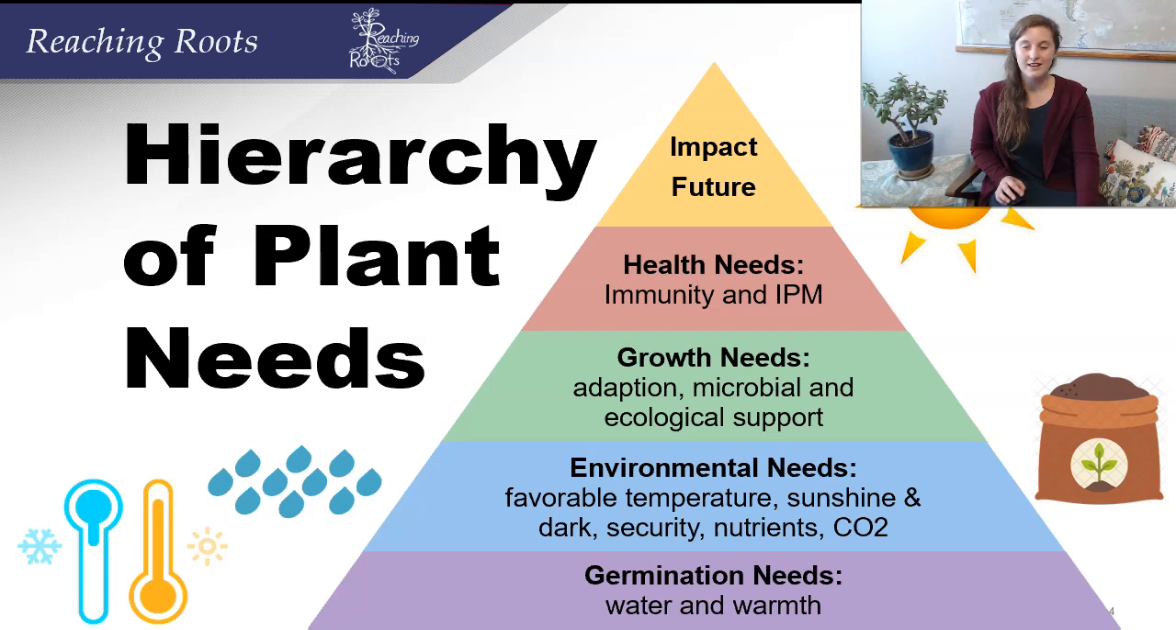You may recall a similar graph from the History of Horticulture lecture. I made a similar graph for plant growth. At the bottom we have plants' basic needs. For example, most plants require water and warmth to germinate. If that seedling is going to continue to grow, it's going to need a favorable environmental condition. It's going to need the right temperature, amount of sunlight, and even dark time, along with security, meaning that it's not going to be disturbed, and nutrients and carbon dioxide.